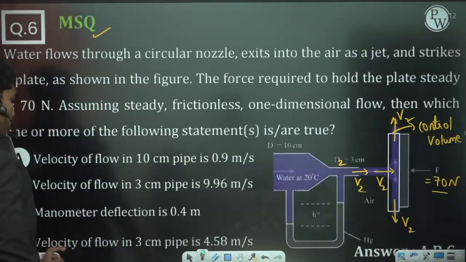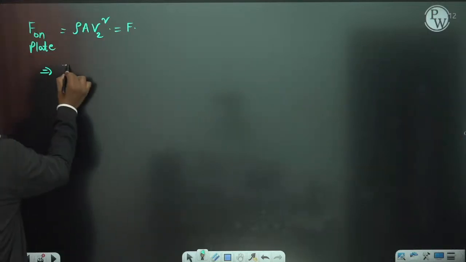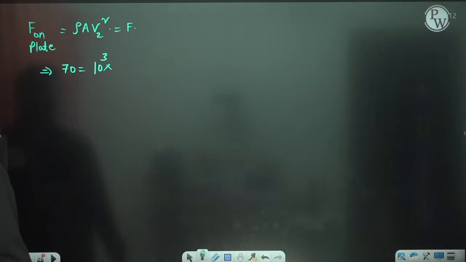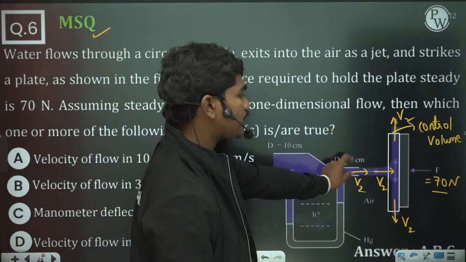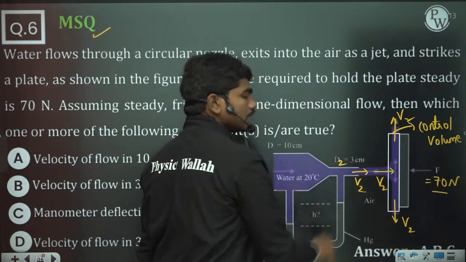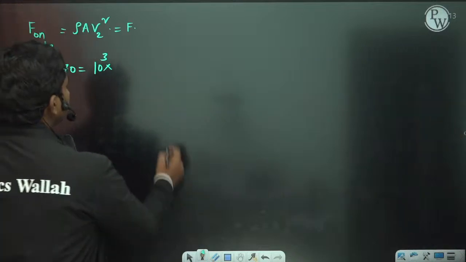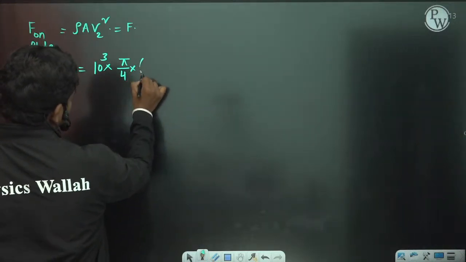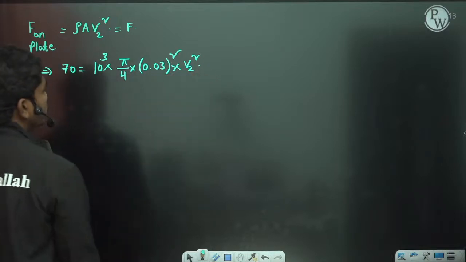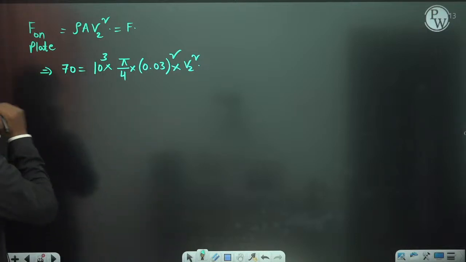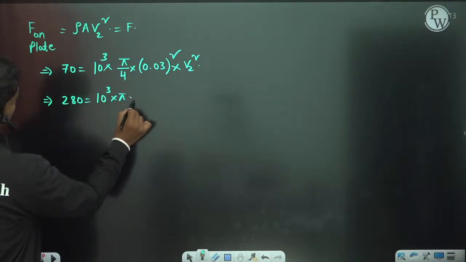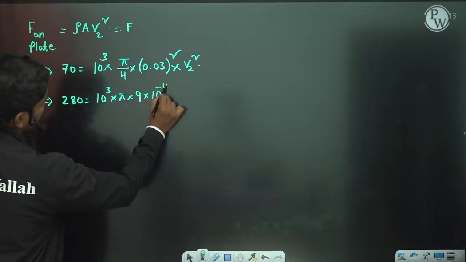The F value is given to you, 70 newtons. So 70 is equal to rho, and the fluid is water, so the density is 10 cube. They haven't mentioned density, so we take 10 cube. For the area of the jet, it is coming out of a 3 centimeter diameter pipe. Let us suppose the jet has the same diameter, 3 centimeter, because the exit is 3 centimeter. So pi by 4 d square, where 3 centimeter is 0.03 meters, squared, into v2 square. Simplifying, 70 into 4, 280 is equal to 10 cube into pi into 9 into 10 to the power minus 4 times v2 square.